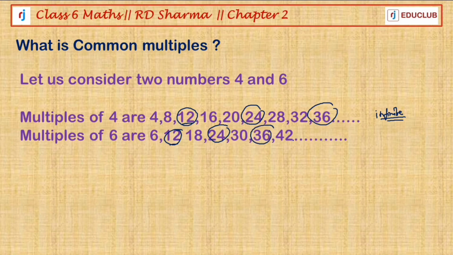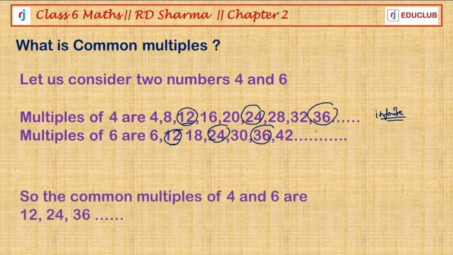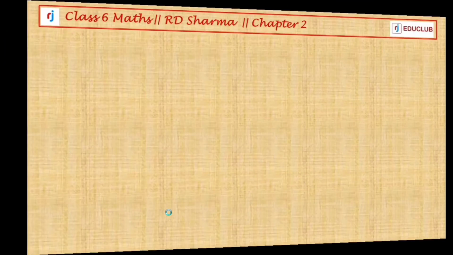If we multiply by more numbers, we'll get a lot of common multiples also. So the common multiples of 4 and 6 are 12, 24, 36 and so on. If you multiply further, you will get more numbers. These are the common multiples.